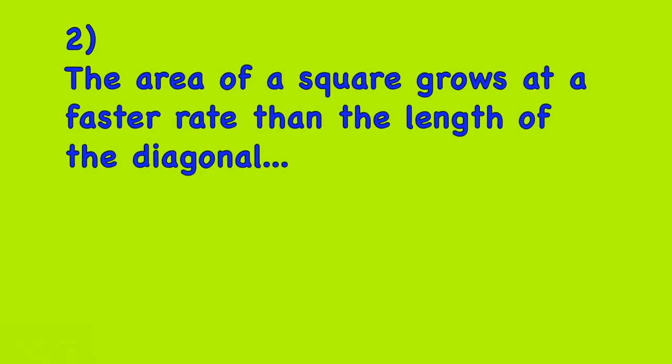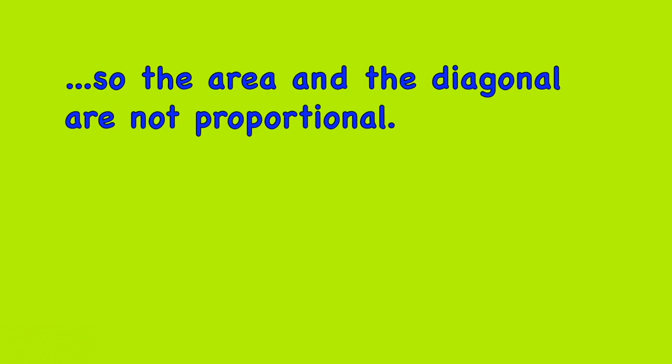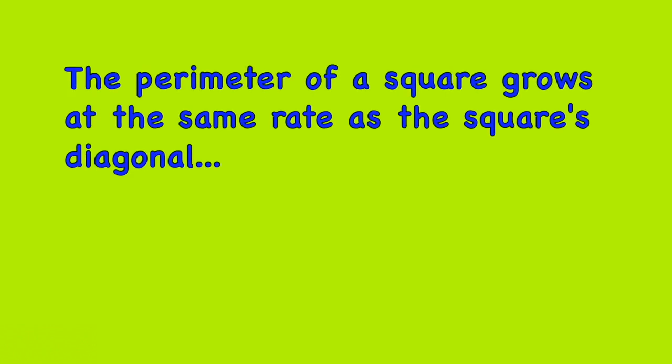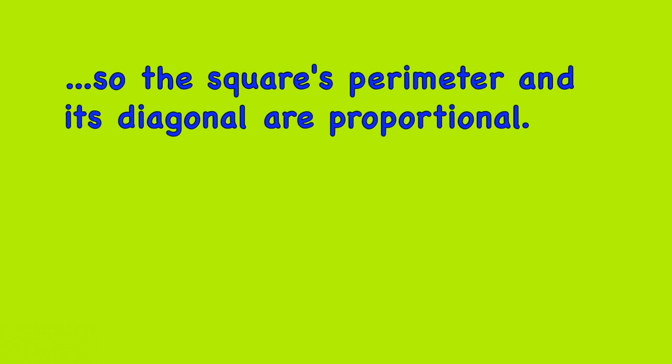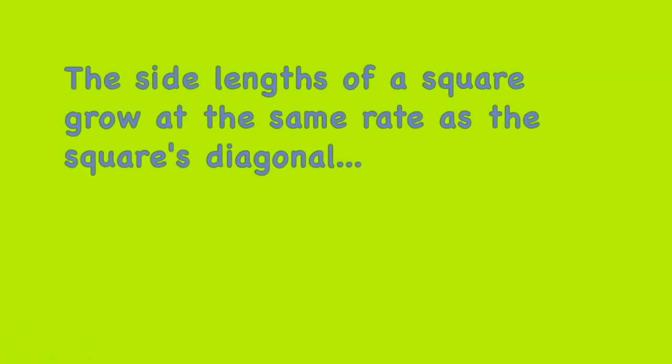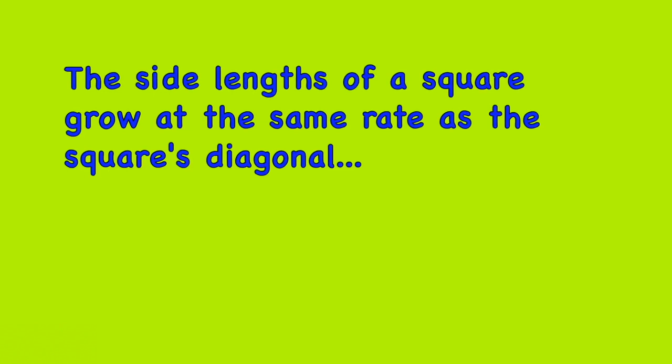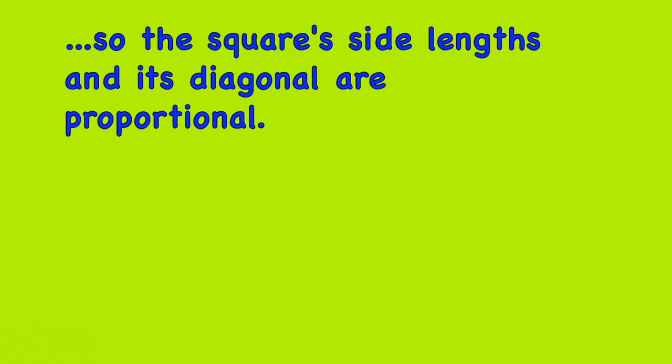Problem number 2. The area of a square grows at a faster rate than the length of the diagonal, so the area and the diagonal are not proportional. The perimeter of a square grows at the same rate as the square's diagonal, so the square's perimeter and its diagonal are proportional. The side lengths of a square grow at the same rate as the square's diagonal, so the square's side lengths and its diagonal are proportional.